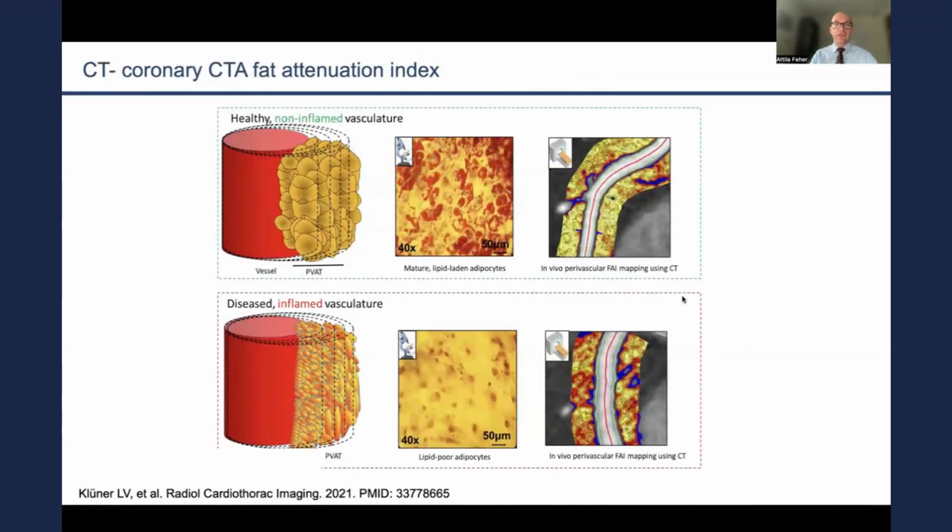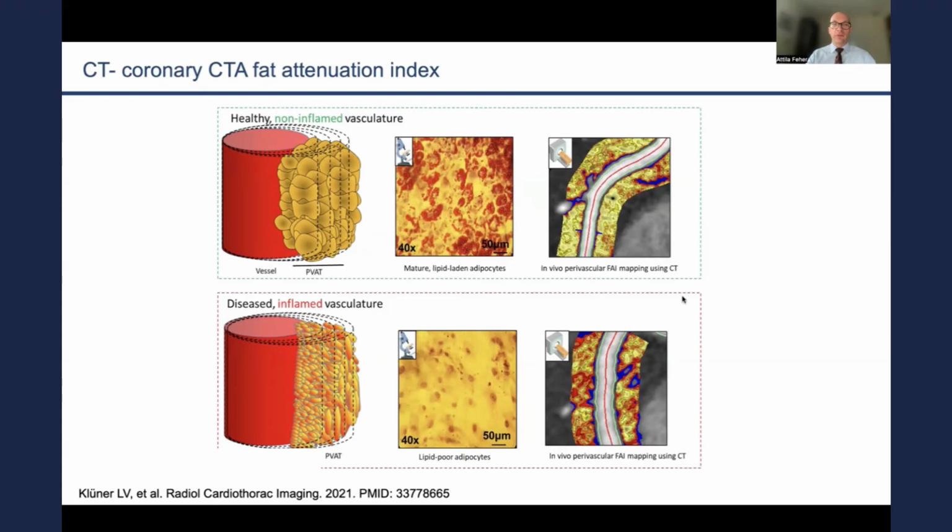Coronary CT also sees beyond the vascular wall, and we can see the perivascular fat surrounding the coronaries. In the past, we thought that the vascular tissue is very productive, so it can produce a lot of cytokines that can affect endothelial function. But it's true the other way as well. If you have an inflamed endothelium, it will affect the perivascular fat.